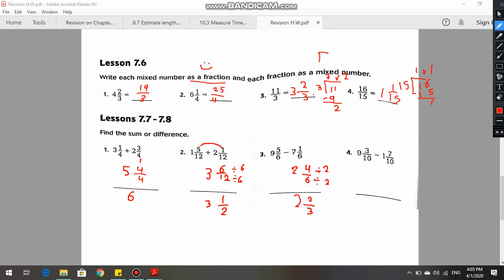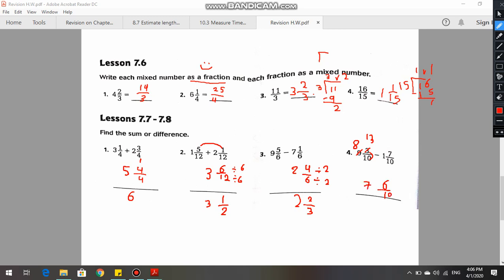Now 3 minus 7, I can do it 3 smaller, so 9 will be 8. And I will add 10 to 3. So 3 plus 10 give me 13. Now I can subtract it. 13 minus 7 equals 6. Denominator never change. And 8 minus 1 equals 7.